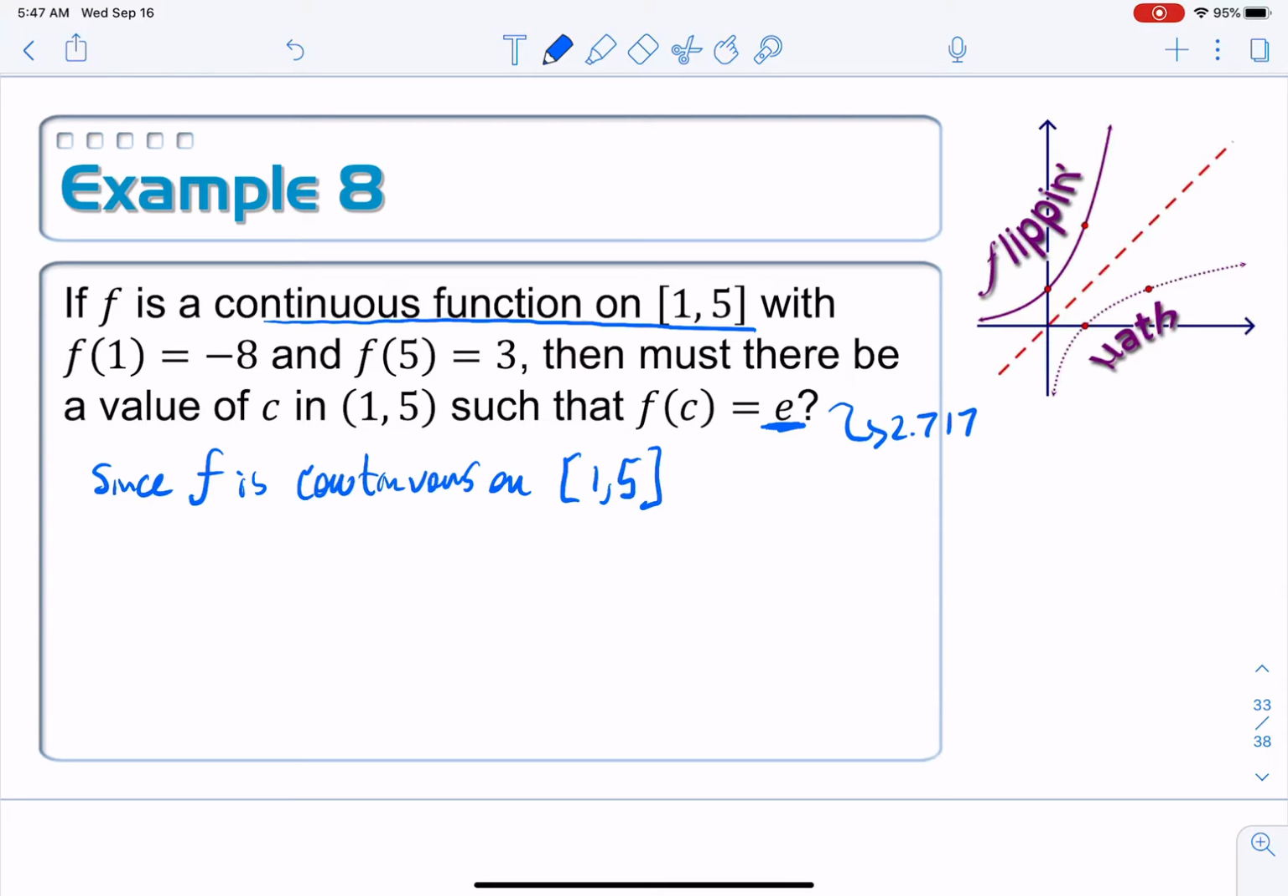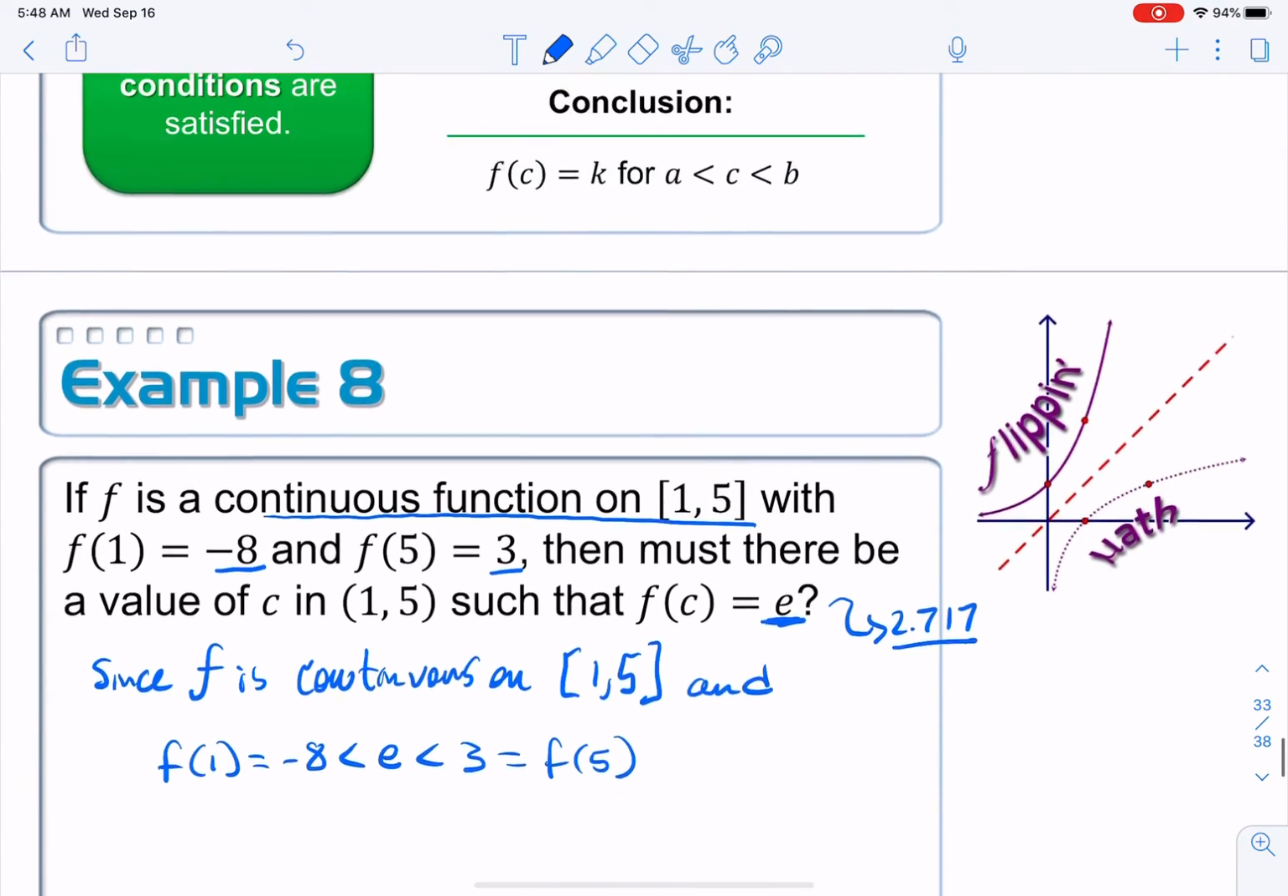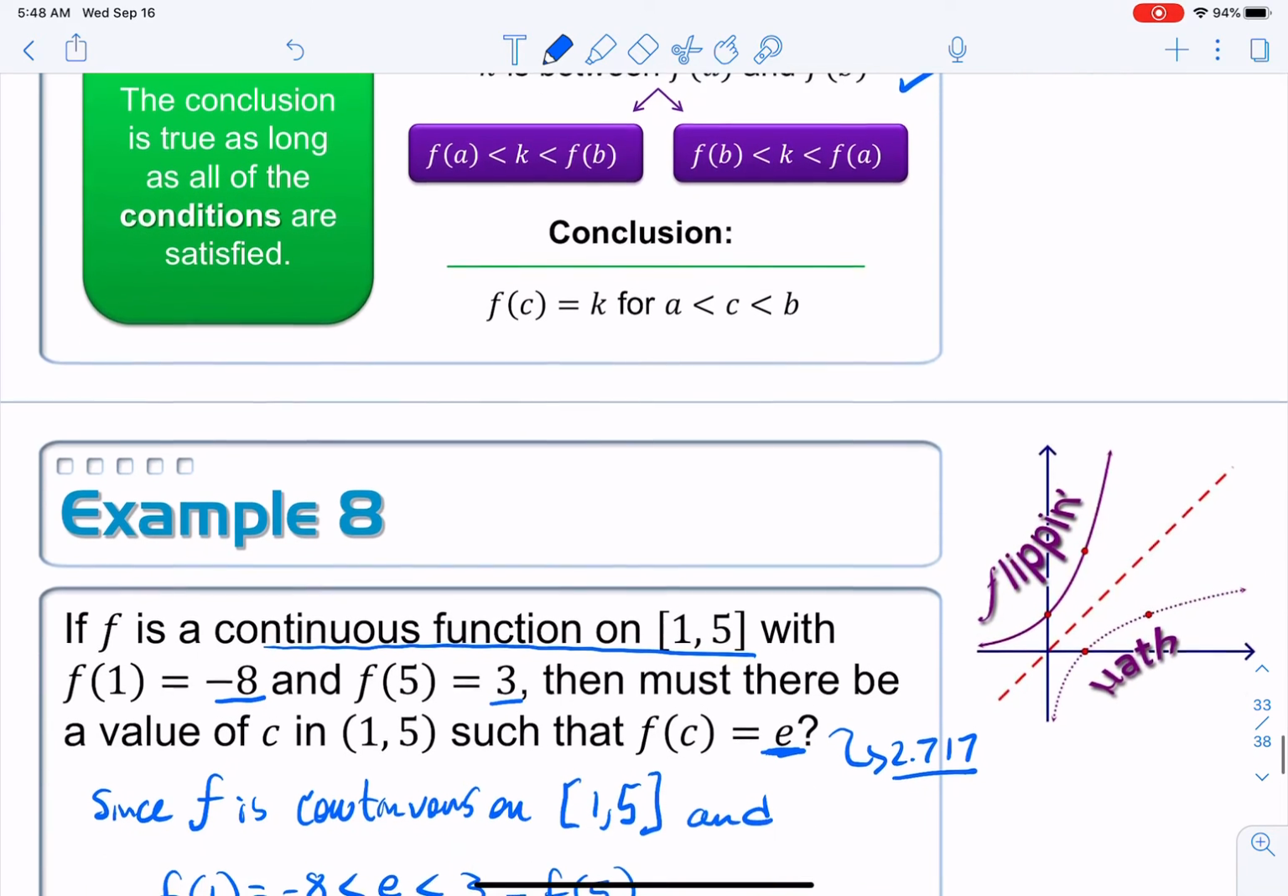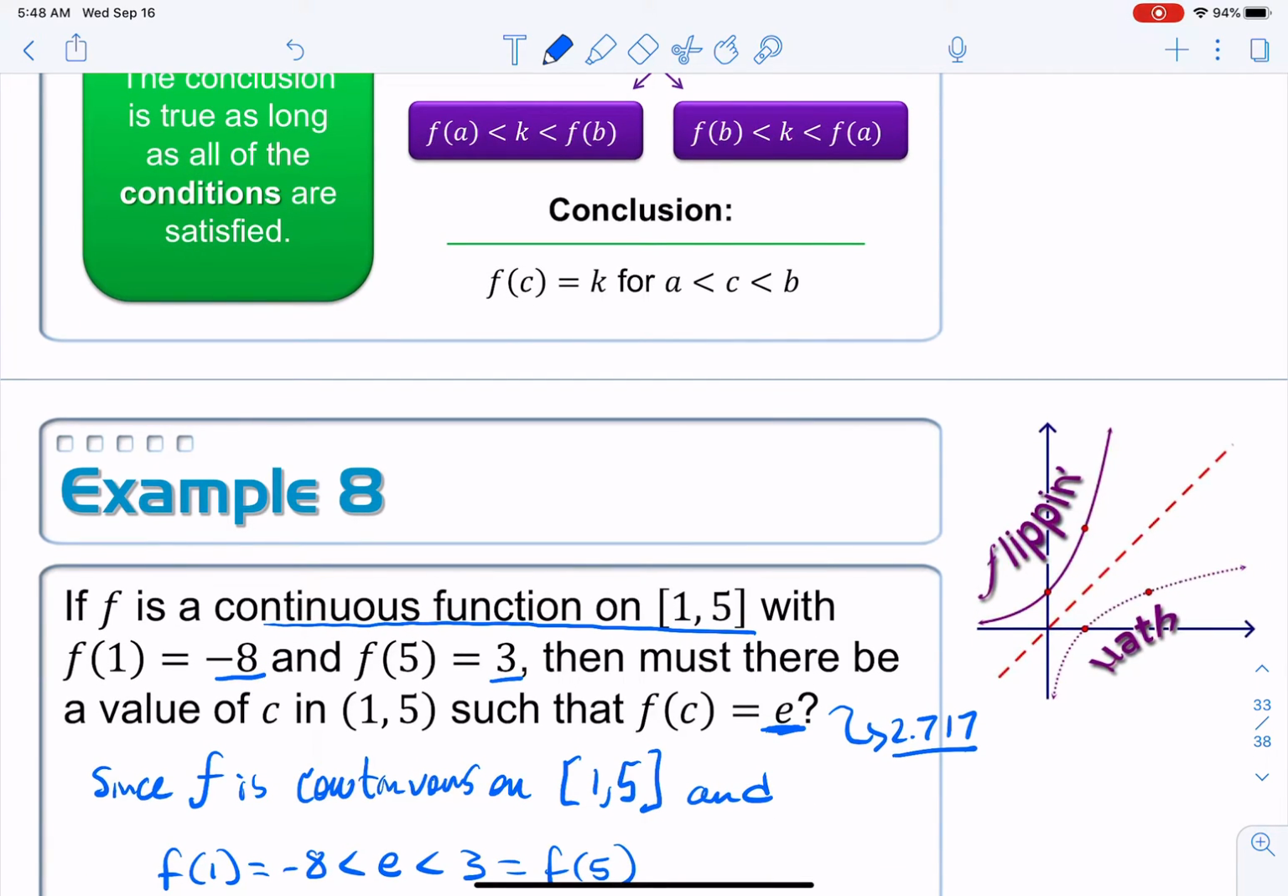And this is good because look at my two y values here, right? So I just want to set up an inequality. This number here, e, is definitely in between -8 and +3. So I'm going to set up an inequality like this. Let's say f of 1, which is equal to -8, is less than e, which is less than, well, what's the other number? 3, which is the f of 5. There it goes. I have just established my inequality right here. So there's the second one there. I am free to make my conclusion right here.